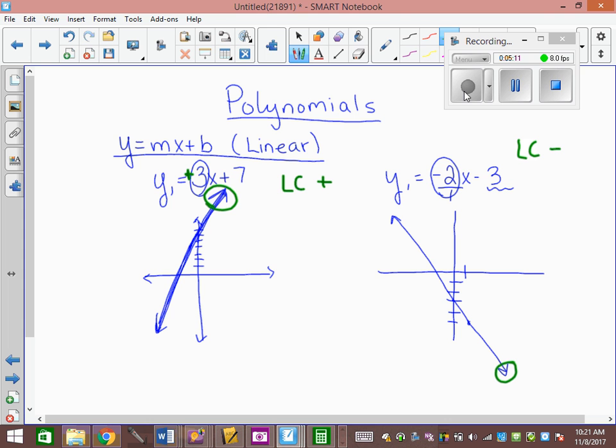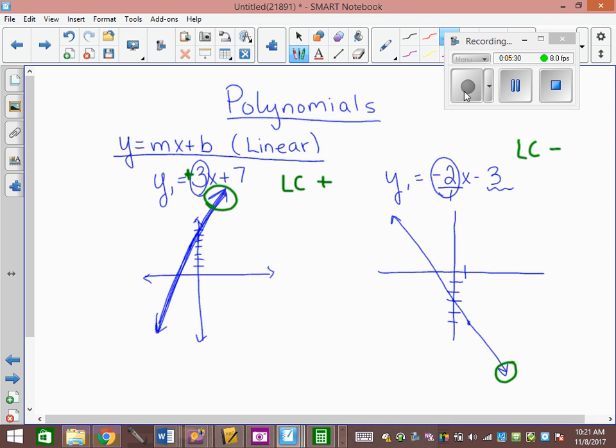Indirectly, then, it also tells you how it is on the left, correct? Because linears are just in opposite directions. So if this leading coefficient is positive and it ends up on the right, that means it started down on the left, because they have to be in opposite directions. And this one ends down on the right, so it must have started up on the left.